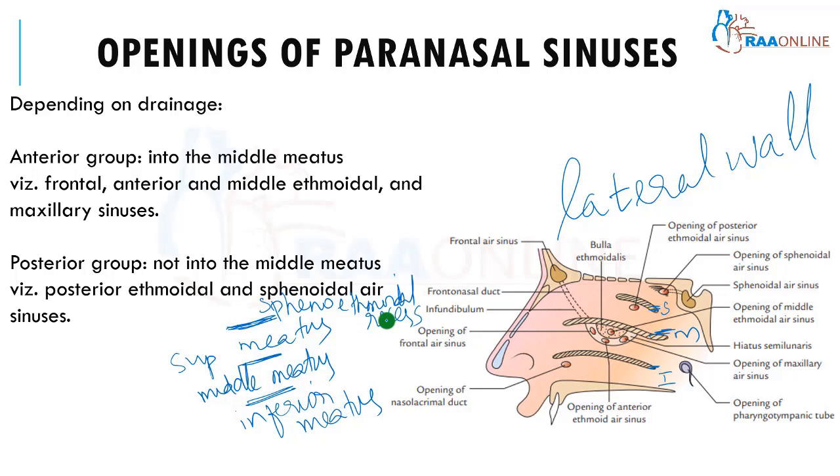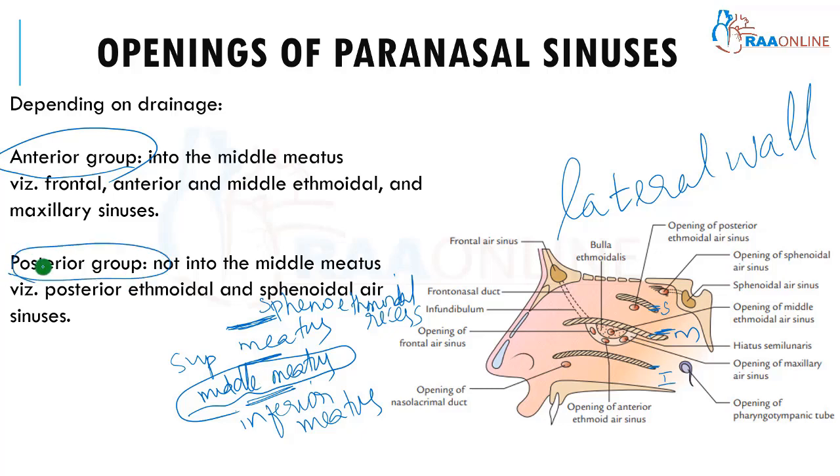Now, based on the openings, the paranasal sinuses are classified into two types. One is the anterior group, which open into the middle meatus of the nasal cavity. The other is the posterior group, which do not open into the middle meatus. They open somewhere else. So, which paranasal sinuses fall under which category?